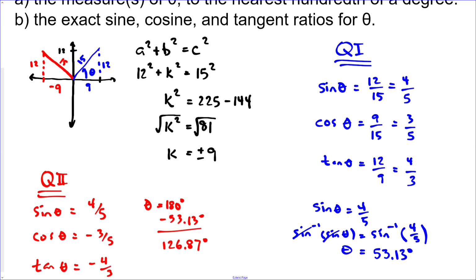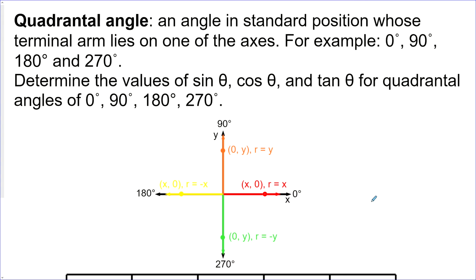Quadrantal angles are when the terminal arm ends on the x or y axes. For example, 0 or 90 or 180 degrees.